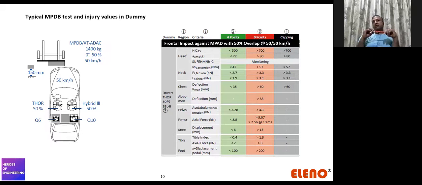You can say a lot of modifications, the sensors, and you can say a more refined way this dummy has been developed, particularly for the frontal impact. So in occupants, on the driver side, you are seeing a Thor dummy 50 percentile, and on the right hand side, you are also seeing the 50 percentile dummy, and on the second row, you are seeing the child dummies Q6 and Q10.